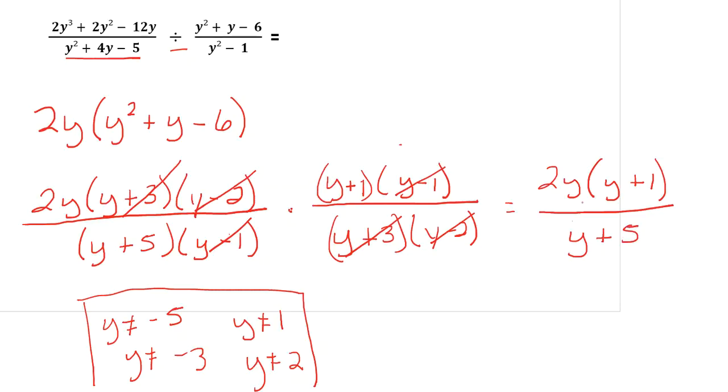And that's completely simplified. Okay, we cannot cancel this y at all because this y is part of a binomial, and the factors are all or nothing for canceling. All right, now you have the knowledge you need for 9.2.